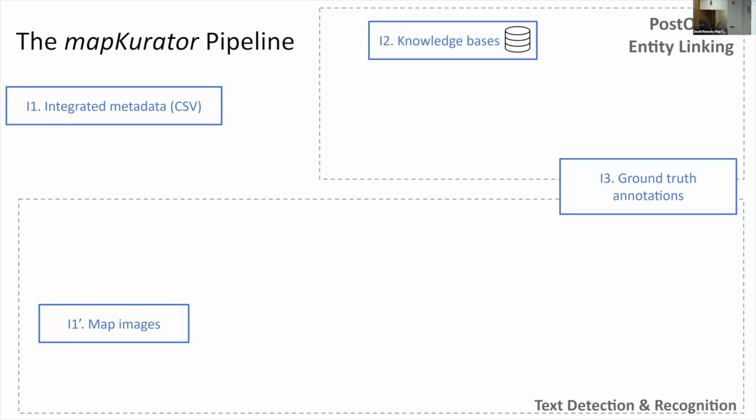There are 4 inputs in the mapKurator pipeline. The one is the integrated metadata, which contains the ground point pairs, which are used in generating geocoordinates. The second one is map images, and the third one is ground truth annotation, which are used for evaluating the text spotting module. The last one is knowledge bases, which are used for post-OCR and entity linking.